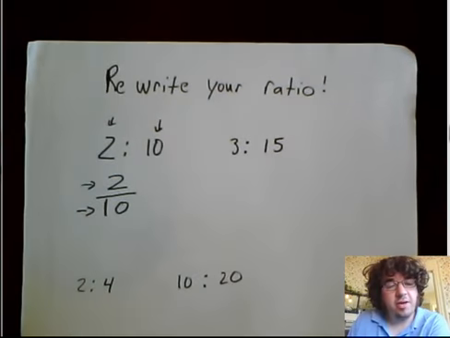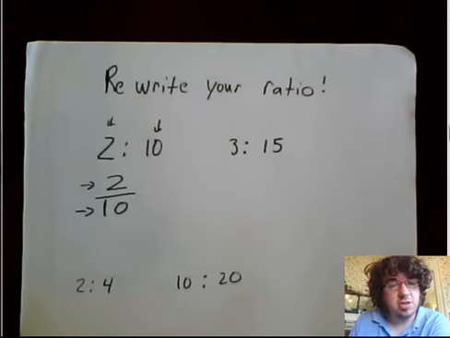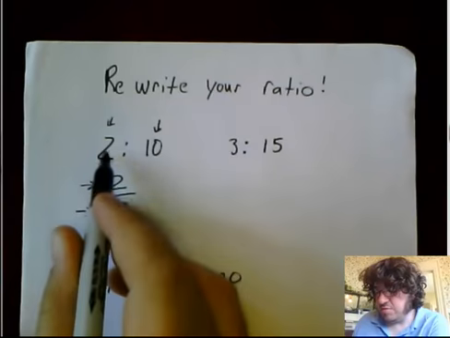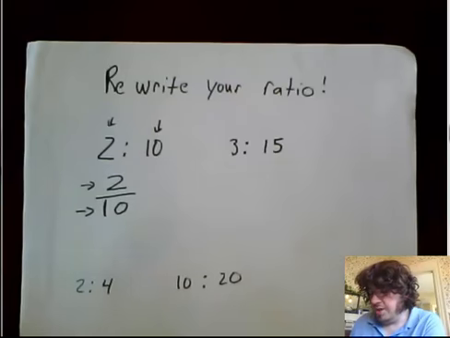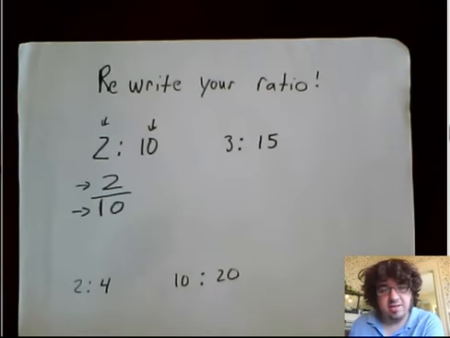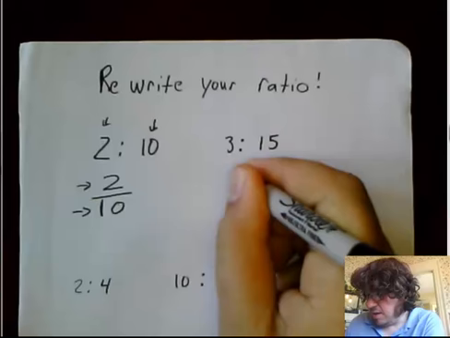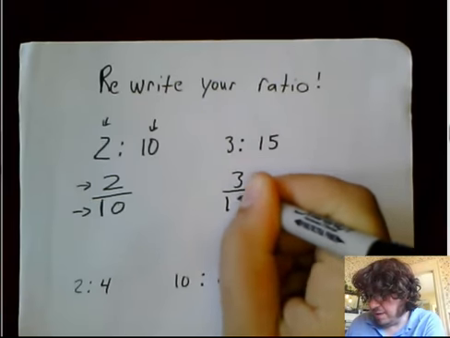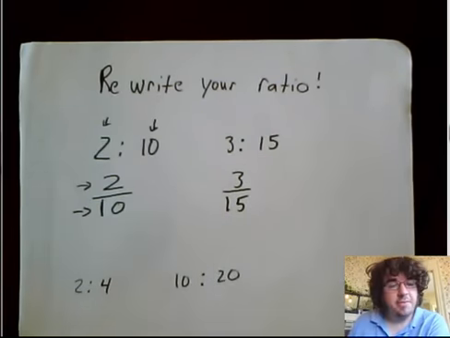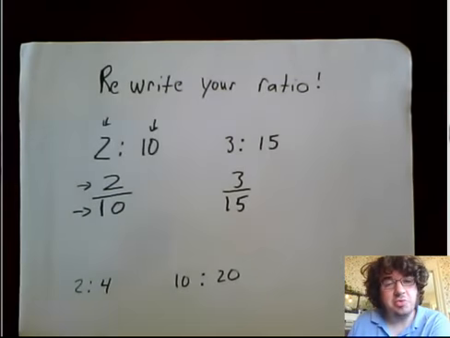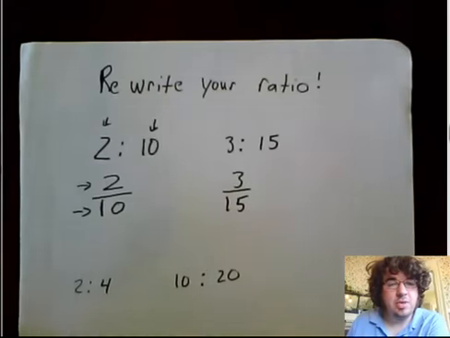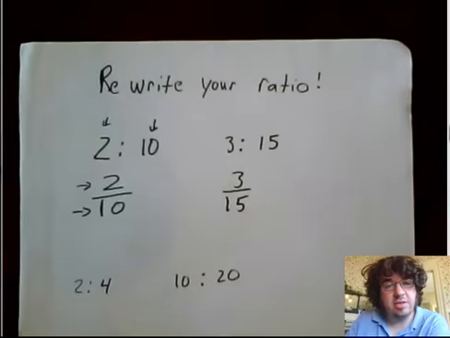So when I rewrite a ratio of 2 to 10 into a fraction of 2 tenths, I want to make sure that that 2 is in the first spot and that 10 is in the denominator. Alright, so then I'm going to rewrite a ratio of 3 to 15 as 3 over 15. And there we go. Now, if we want to show that these are equivalent ratios, what I need to do is reduce these fractions into simplest form.